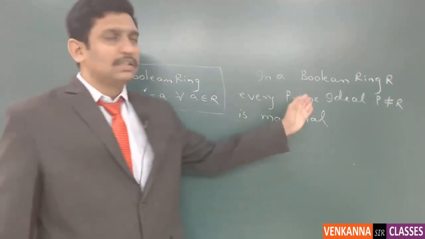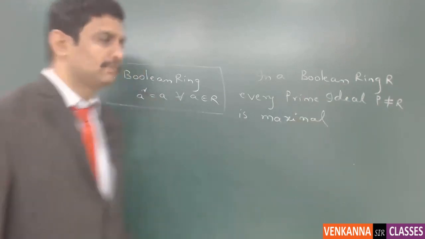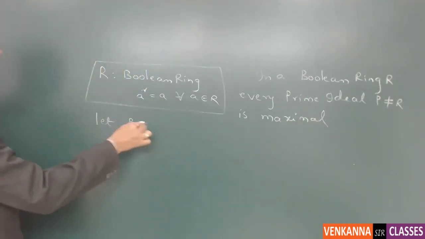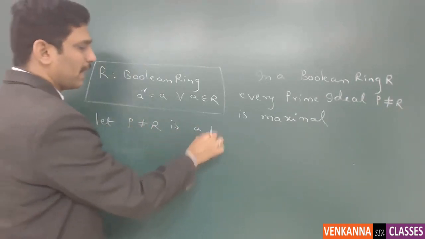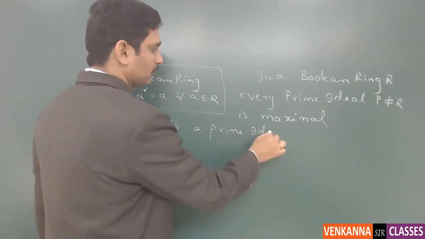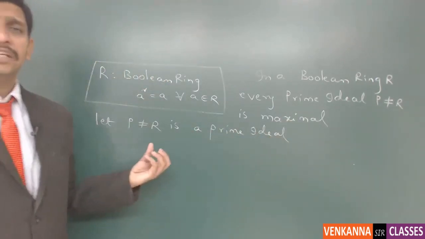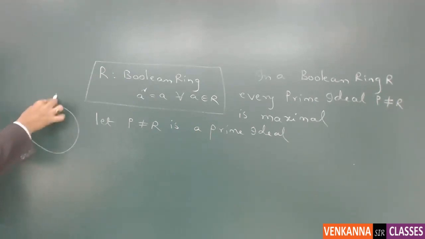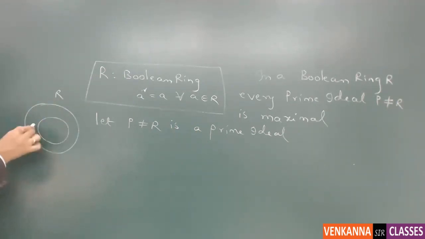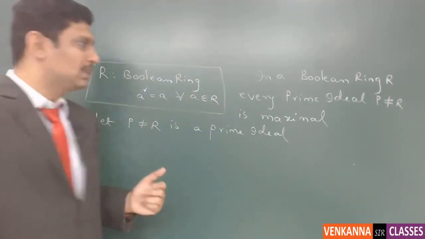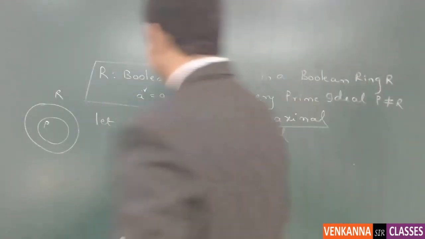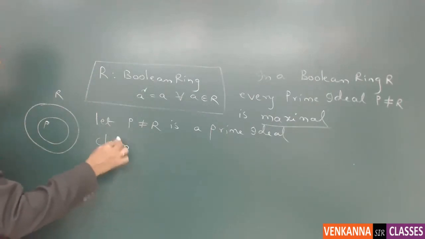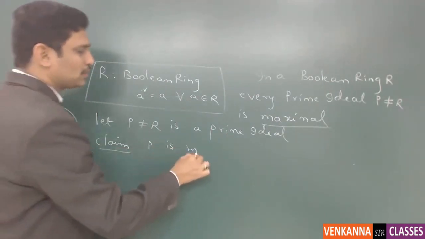It is also given that you consider an ideal which is a prime ideal. So you take that P not equal to R is a prime ideal. Immediately you can visualize the content as: this is the ring R and this is the ideal P. P is not equal to R, and P is a prime ideal. As per the question, we have to show that P is maximal.